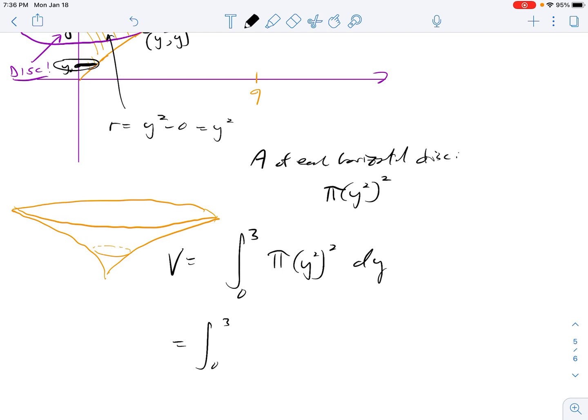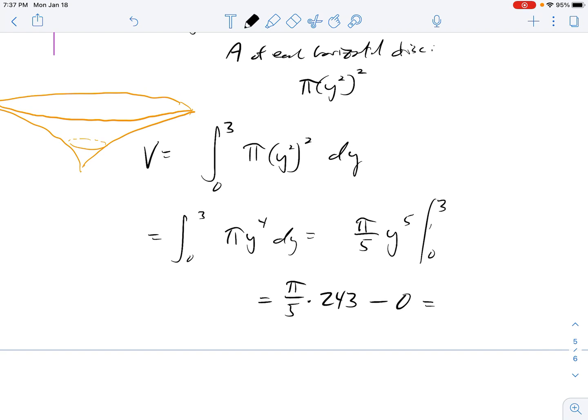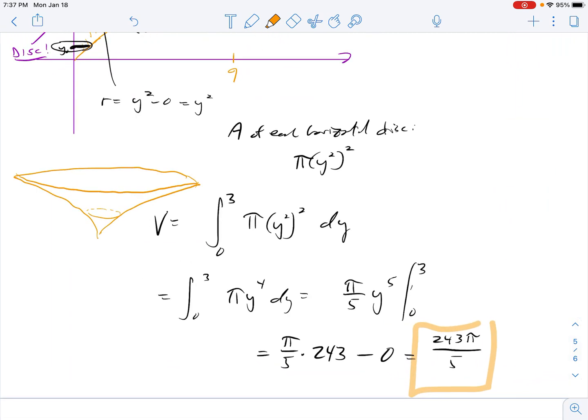So this is the definite integral from 0 to 3 of pi y to the 4th dy. So our antiderivative is pi over 5 y to the 5th from 0 to 3. 3 to the 5th is 243. 0 gives us 0. So we have 243 pi over 5. That is our exact answer. You could put that in your calculator for an estimate.